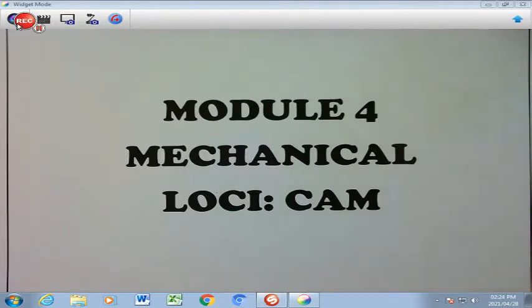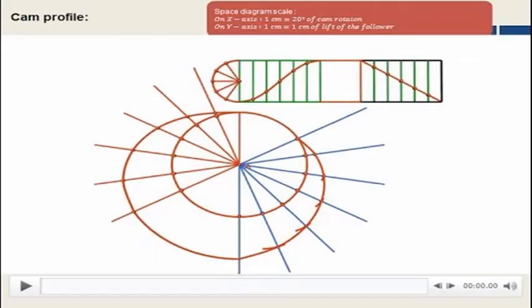So welcome to our module 4, which is mechanical Loci cams, and we will be looking at how we are going to draw cams in 2D format according to the instructions given to us. What we need to understand at grade 11 level is that there are two components which are imperative for us to be able to draw cams, and I want to go through what those two items are, which will be asked in different types of assessment questions.